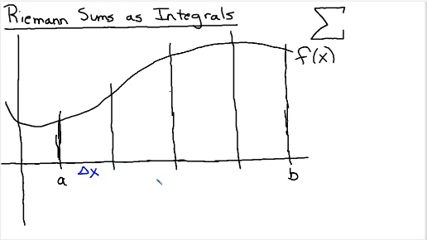Delta x. But if I wanted to find the width of one of these, I would take my total width, b minus a, and I would divide it by the number of rectangles that I have. In this case it was 4, but I'm going to put n. And that would be equal to the width of every rectangle. When we think of the delta x, we're thinking of the width of the rectangle.